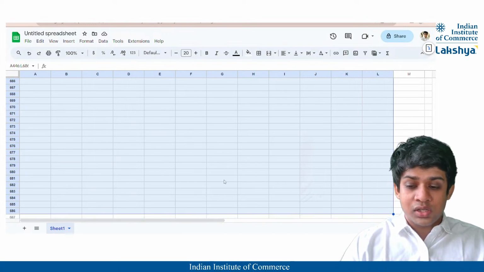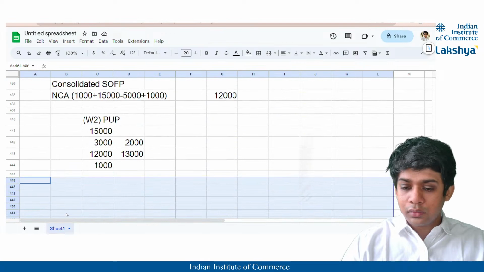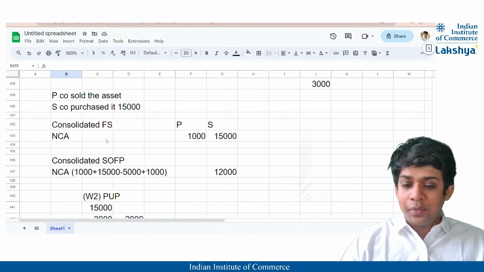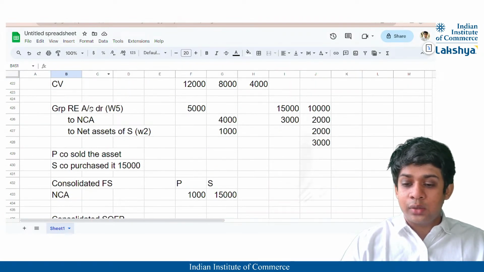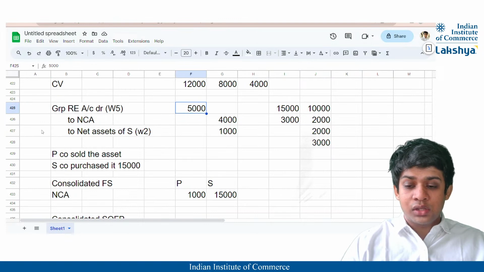I think I gave you an example wherein the parent company was the seller, right? But now, see here, if you all remember, we did this last class wherein we adjusted where the parent company was the seller. So we debit the group retained earnings by 5,000.